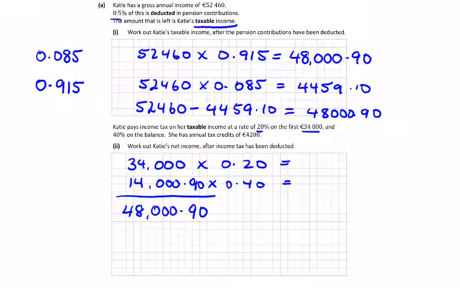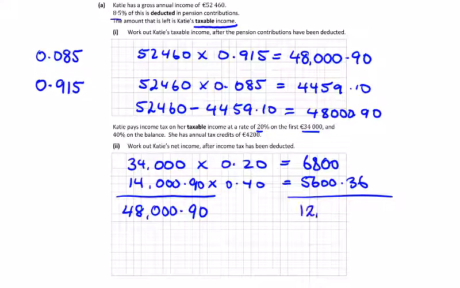And then from here it's calculator use. 20% of 34,000 is 6,800. 40% of 14,090 cent is 5,600 and 36 cent. If we add these two together, we'll get her tax payable, 12,436, 12,436 cent. So that's not what we're asked.